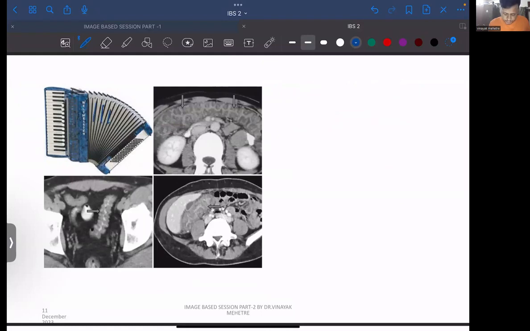If you have seen old movies, you would have seen such kind of instrument. उसका नाम तुम्हें अभी पता नहीं होगा. The name of this instrument is accordion. Okay, accordion.